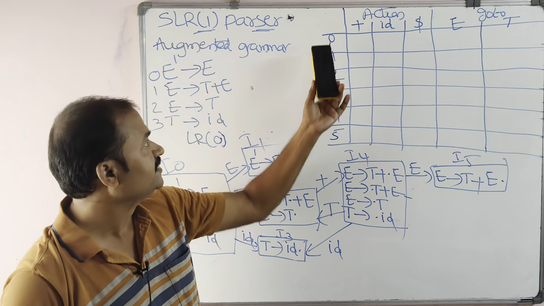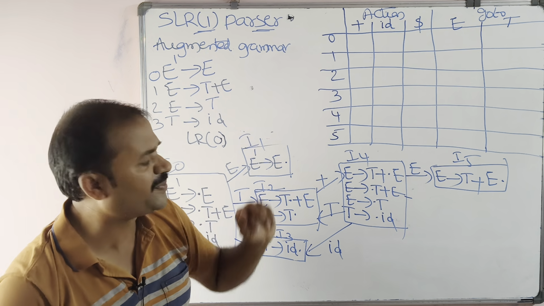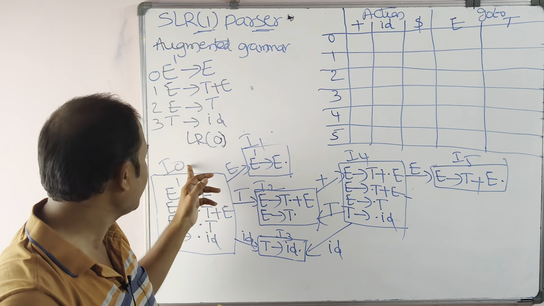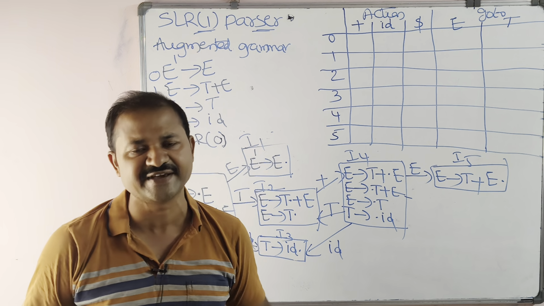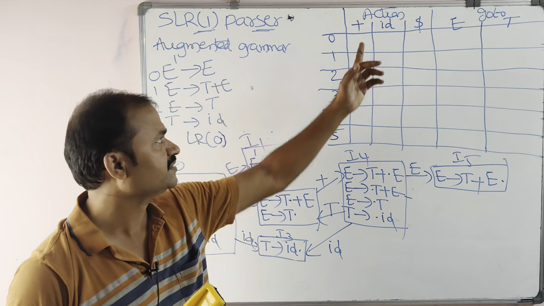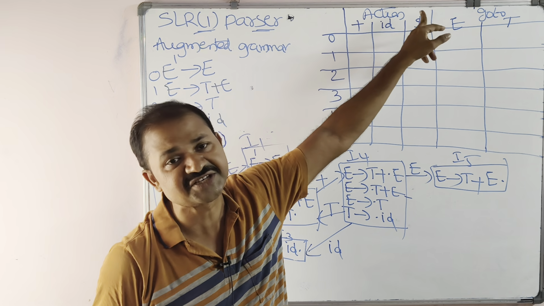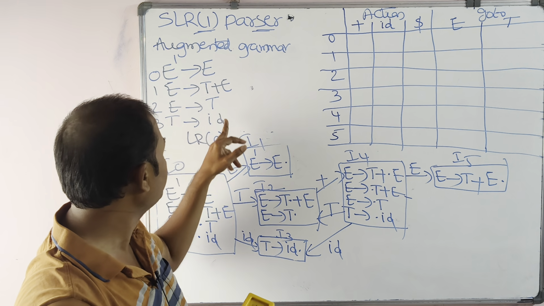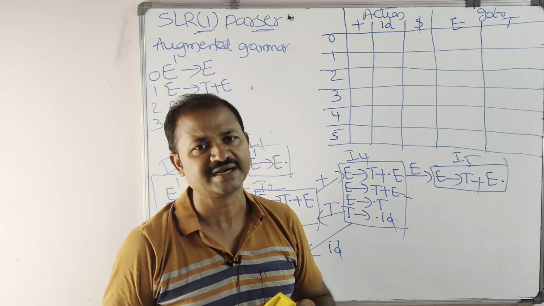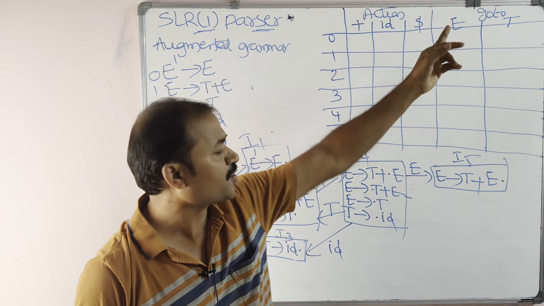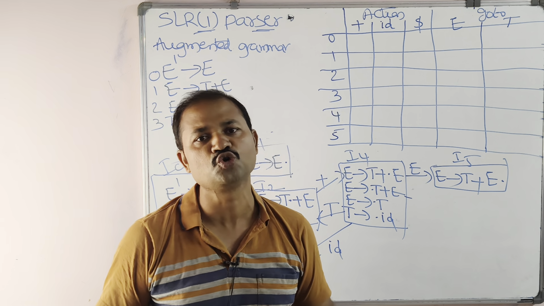Now let us construct the SLR(1) parsing table. Here the states represent rows. I0 means state 0, I1 means state 1, and likewise we have up to the I5 states. Next we have two columns, action and go to. Terminals represent the action part. Here the terminals are plus and ID, and every string ends with $, so we have to use $ also. Next, non-terminals represent the go to part: capital E and capital T.